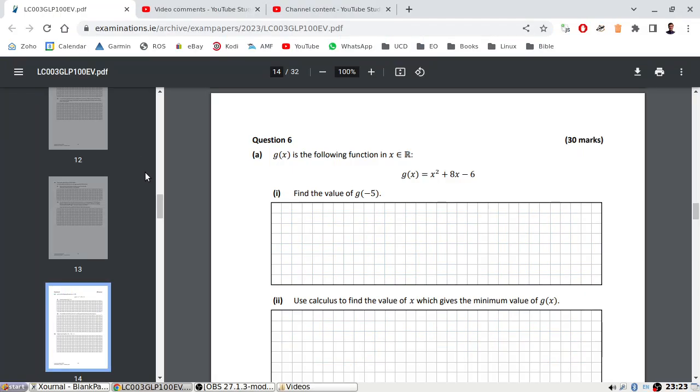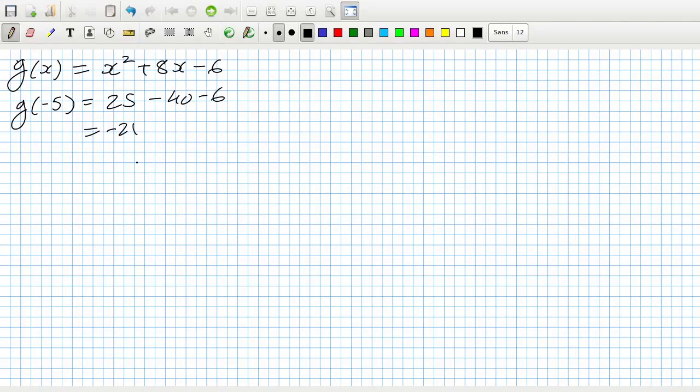Use calculus to find the value of x which gives the minimum. So we have to differentiate and set it equal to 0. 2x plus 8 equals 0. That means 2x equals minus 8. So x equals minus 4.